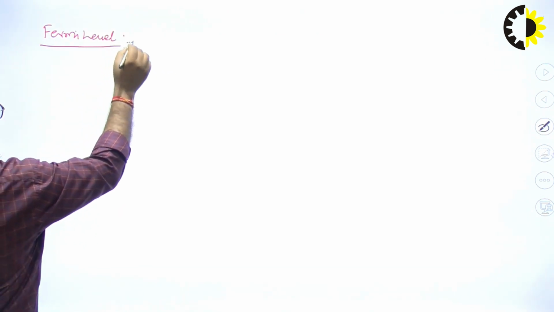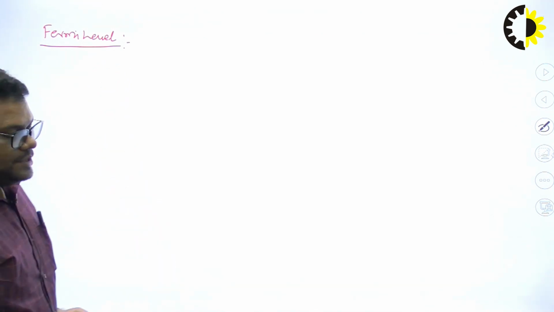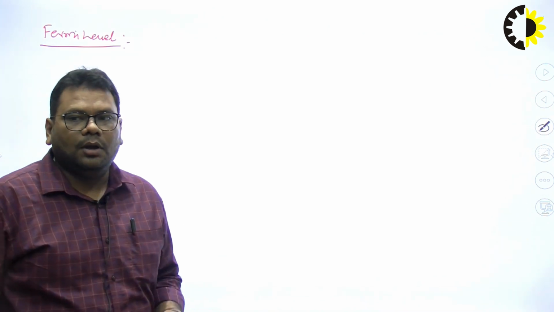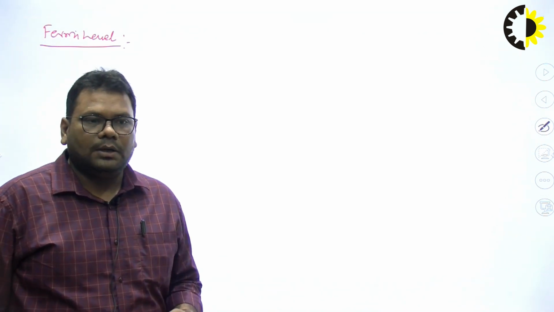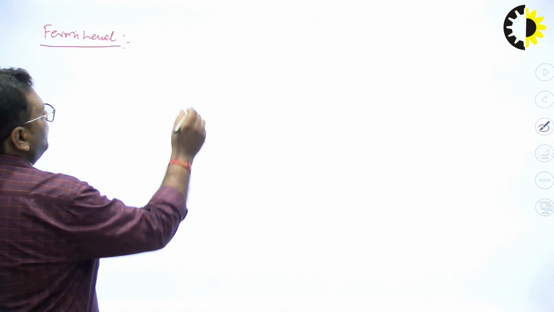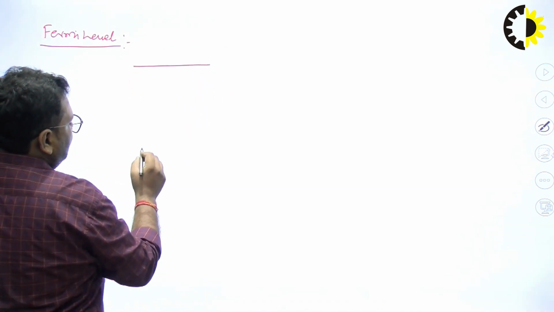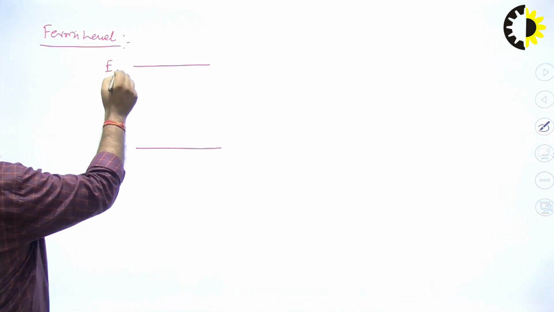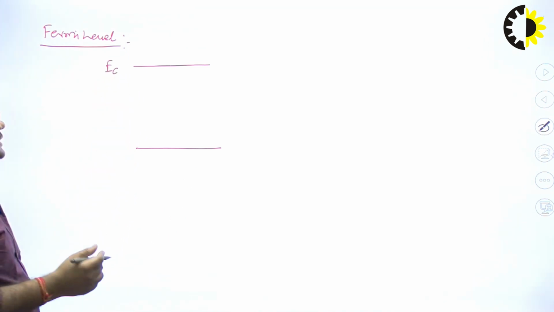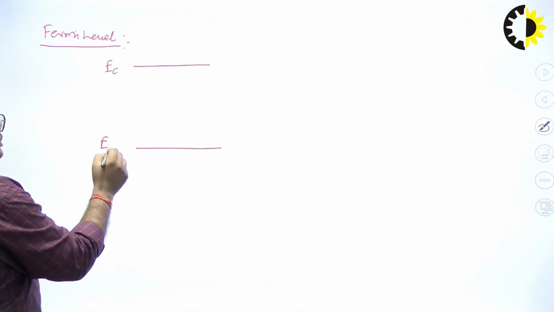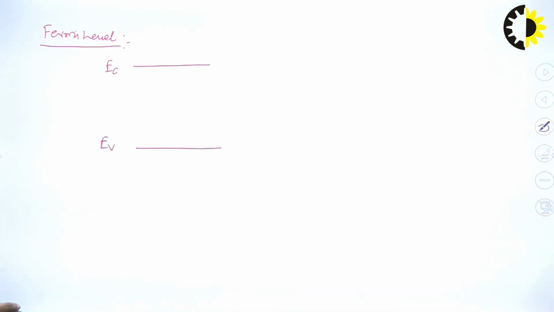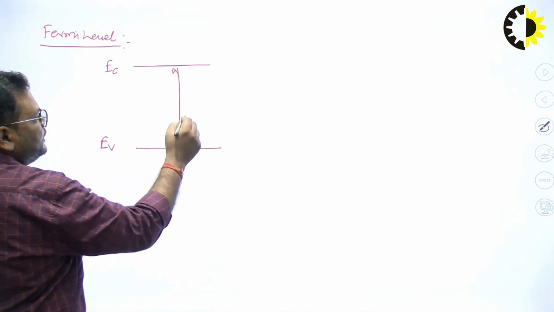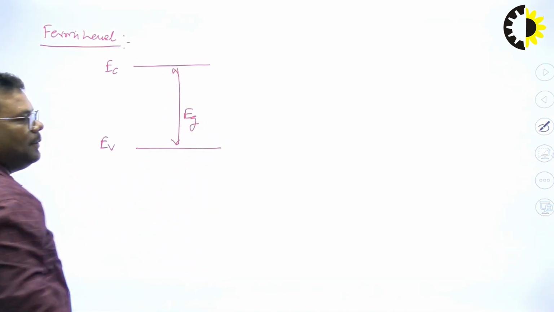So how can we define the Fermi level? Basically, the Fermi level tells us the probability of finding an electron in the semiconductor. If we have a structure like this, we can draw the energy band diagram. Suppose this is the energy band diagram, and here the lowest energy of the conduction band is EC, and the highest energy of the valence band is EV, and the difference between these two energy levels is EG, which is called the forbidden energy gap.